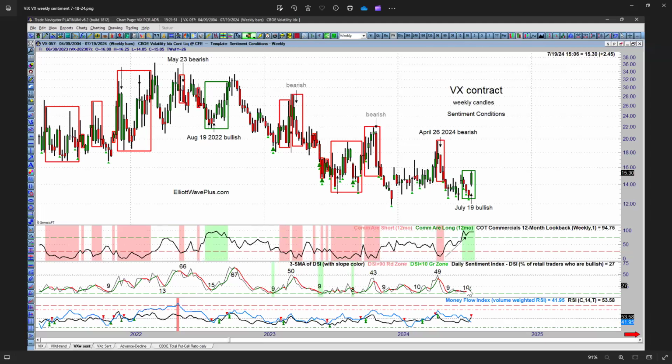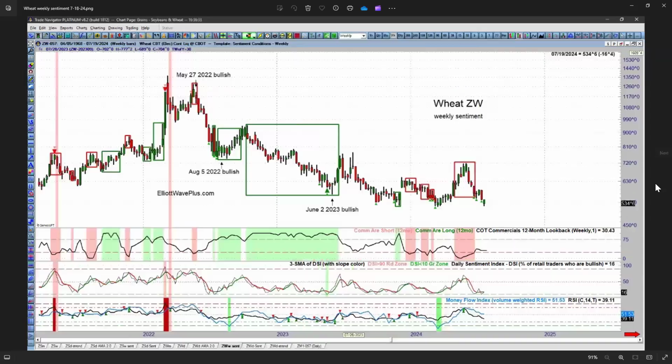were bullish the VIX. At the end of last week, we had commercials positioned heavily long for the first time since back here in August of 2022. That's right. The last time the commercials were heavily long the VIX was in August of 2022. So this is a perfect storm of bullishness. Obviously, if everything is perfect for the VIX to go up, that's bad news for the stock market.